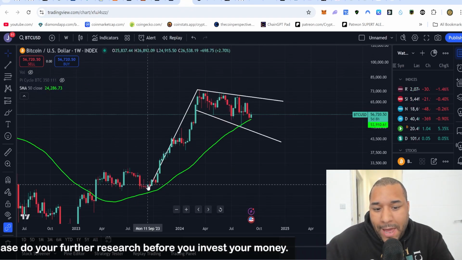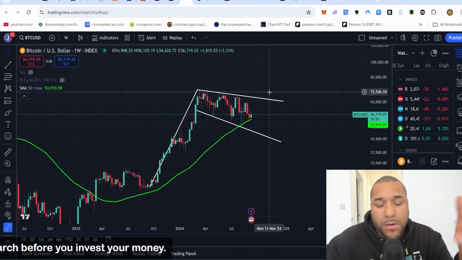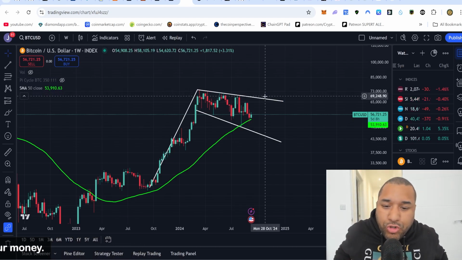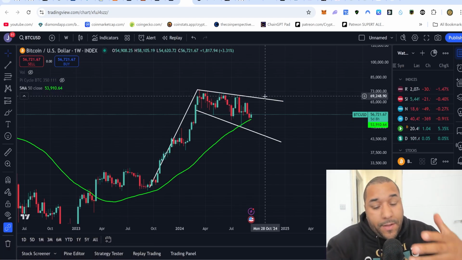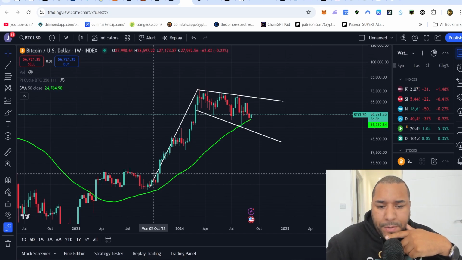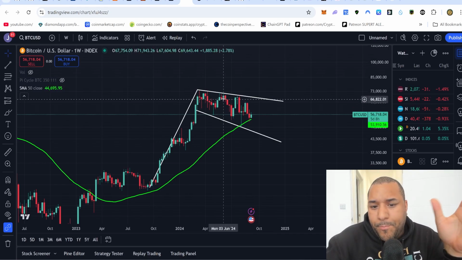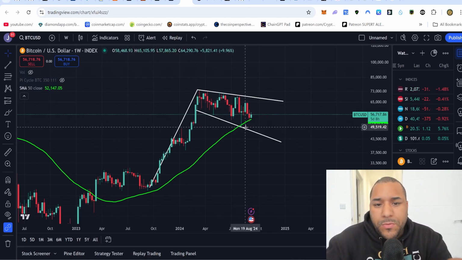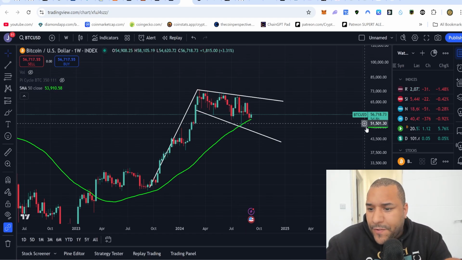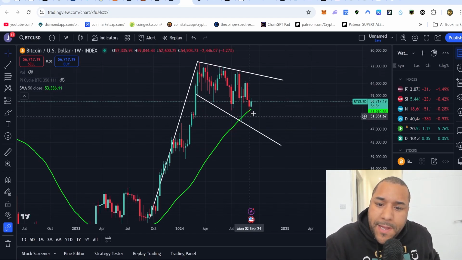I've got a bull flag indicator right here, which, well, it's not really an indicator. You can draw trend lines, and I've drawn this. Many people have been showing you, if you watch people that do analysis, we're seeing a bull flag formation. I want to talk about that, more specifically how we're holding on this 50-week moving average.